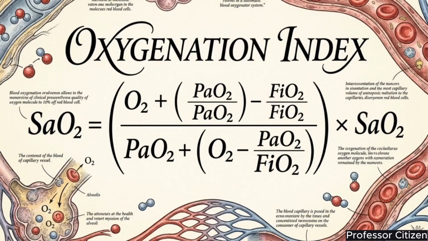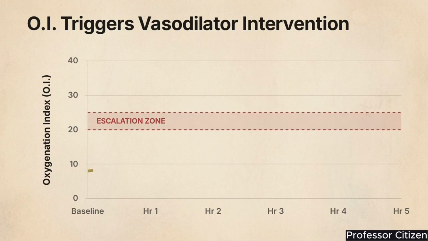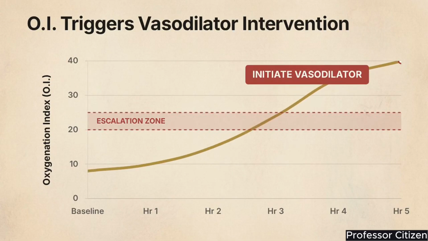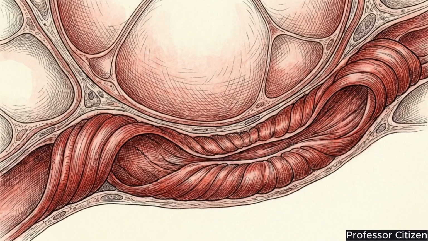The critical metric for this escalation is the oxygenation index. An OI climbing greater than 20 to 25 signals the absolute need for a selective pulmonary vasodilator. The preferred agent is inhaled nitric oxide, or INO, typically initiated at 20 parts per million and delivered seamlessly through conventional ventilation or HFOV. This microscopic view demonstrates the drug's physiological mechanism in action.